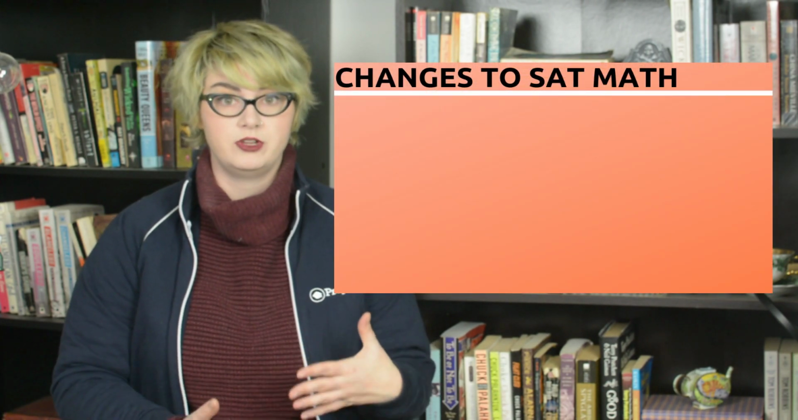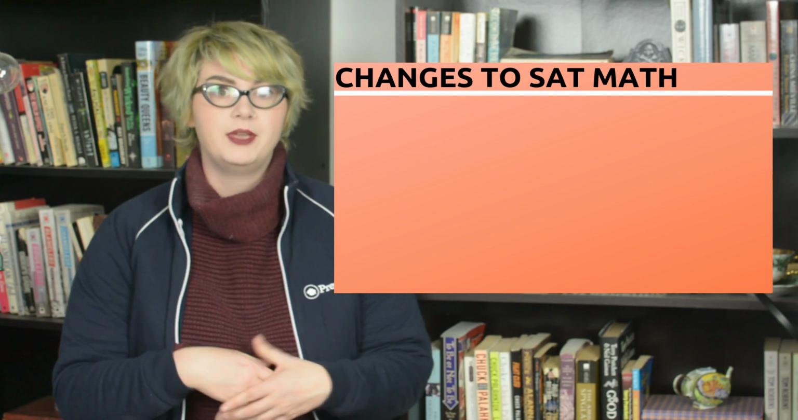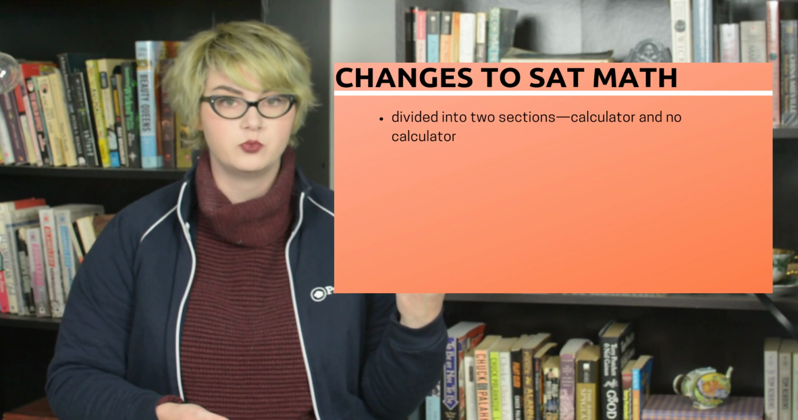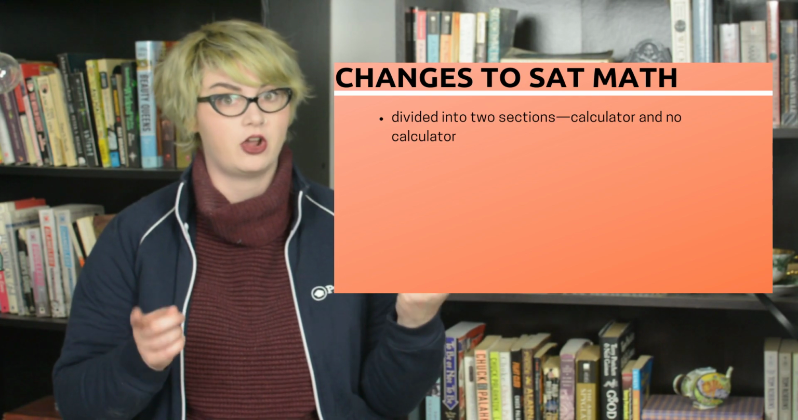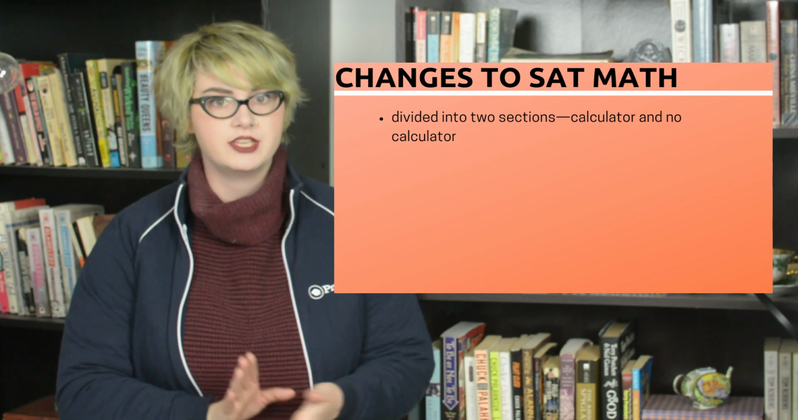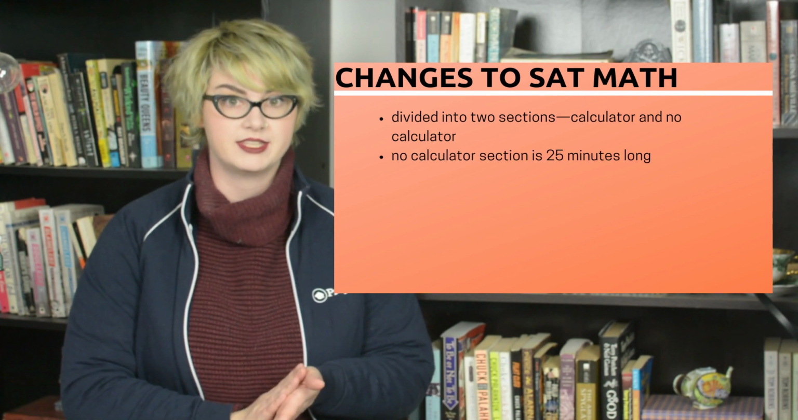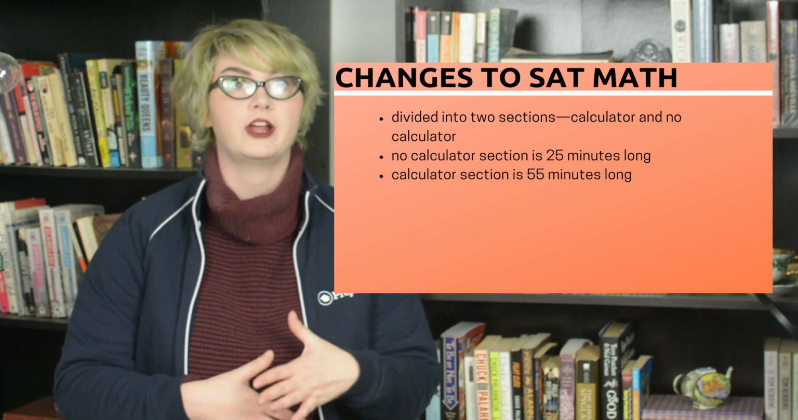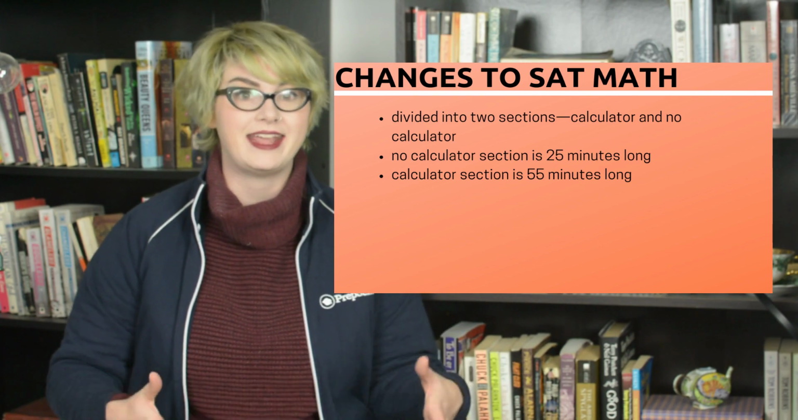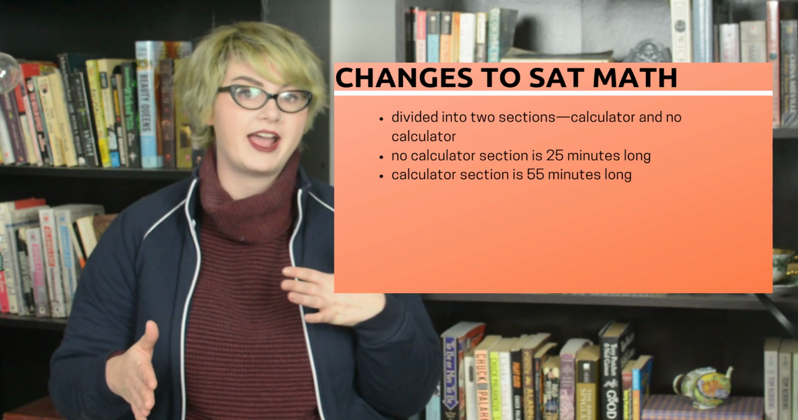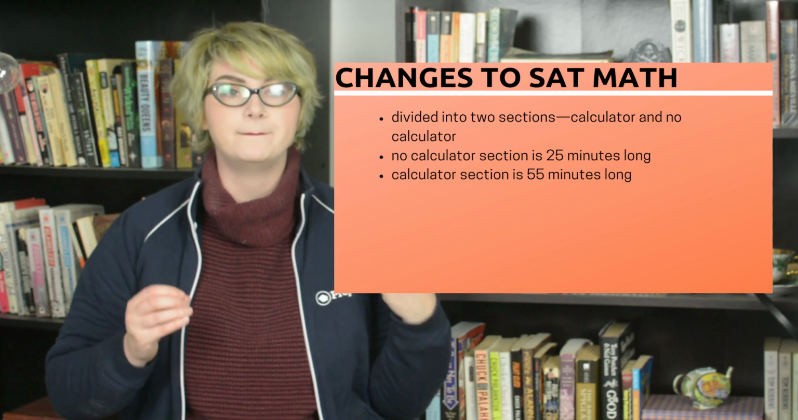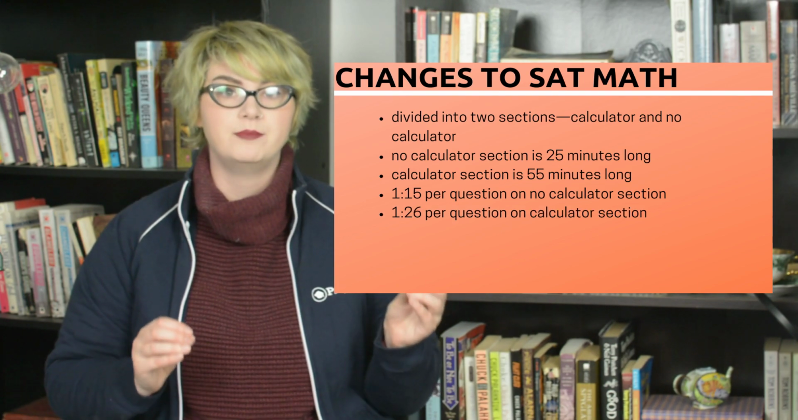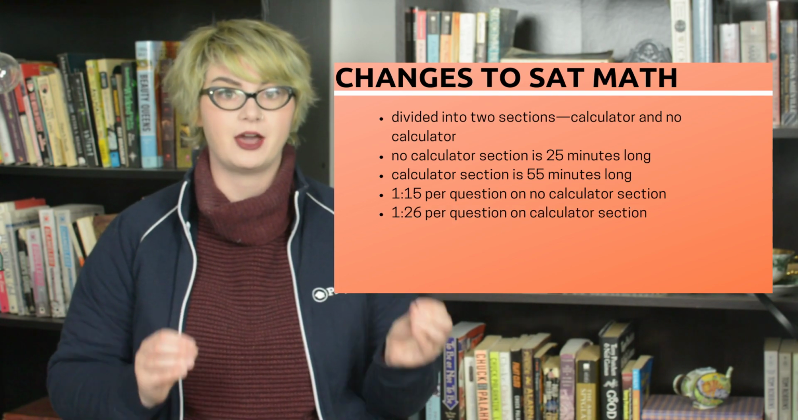So when the SAT was revamped in 2016, the biggest change to the math section was that it was split into two sections. One section in which you can use a calculator and one section in which you cannot. The no calculator section is going to be the shorter one at about 25 minutes long. The with calculator section is going to be about 55 minutes long, making for a total math investment of about 80 minutes. When you break that down by how many questions there are, you're going to have about 1 minute and 15 seconds to solve each no calculator problem, and about 1 minute and 26 seconds on each calculator problem.